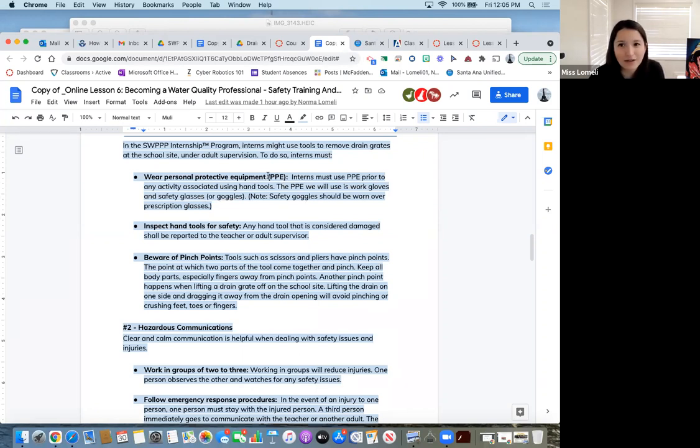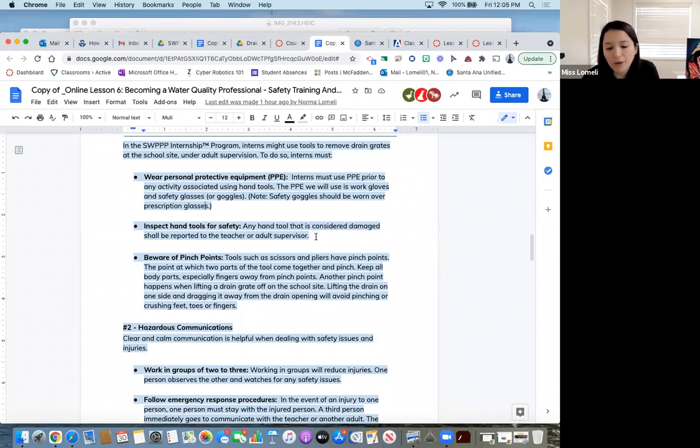We all now see everyone wearing their PPE. Well, for PPE for the water quality professional, we need to wear gloves and safety glasses. You should inspect hand tools for safety. Any hand tool that is considered damaged should be reported to the teacher or an adult supervisor.